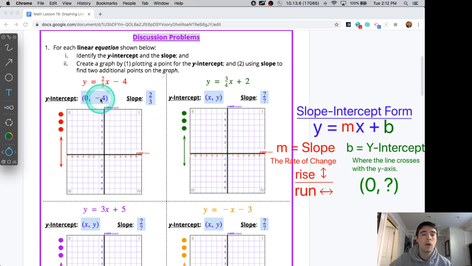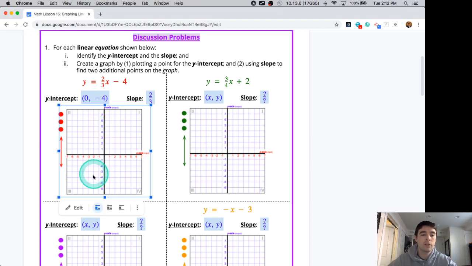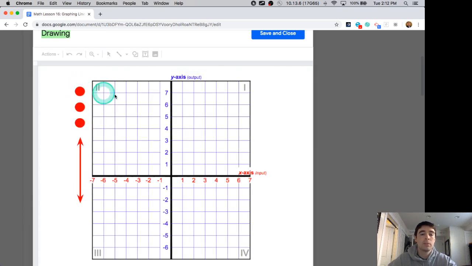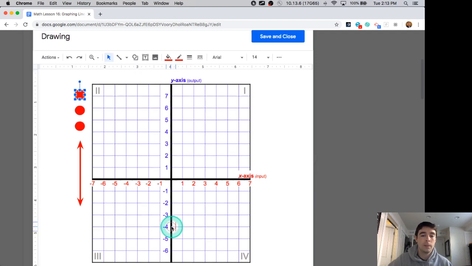So here, if our y-intercept is -4, when you open this graph up, your job is going to be to plot a y-intercept of -4. So to do that, you're going to have to click on the graph twice, and recall here that our y-intercept was -4, so that means it's going to go right here.